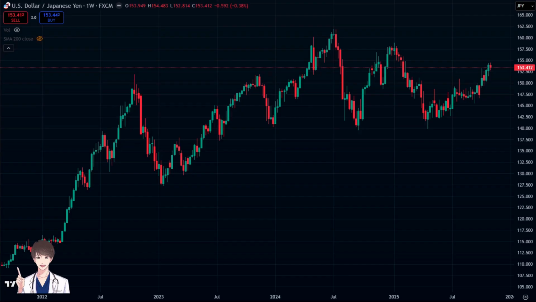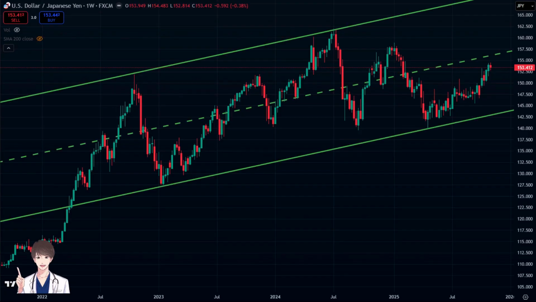Now, let's look at the weekly chart. On this time frame, we can draw an upward trend channel. The highs have been gradually declining since July 2024, forming a descending trend line within the broader uptrend channel. Currently, price action has stabilized around the intersection with this descending trend line.